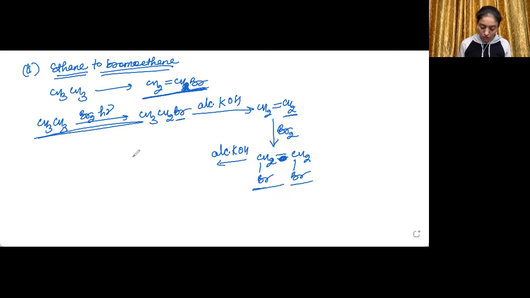Okay. So here you can do CH2. Suppose from this position, Br is leaving. Because both are equivalent positions, we can remove bromine from any position and hydrogen from any position. So CHBr. So this is the product formed.